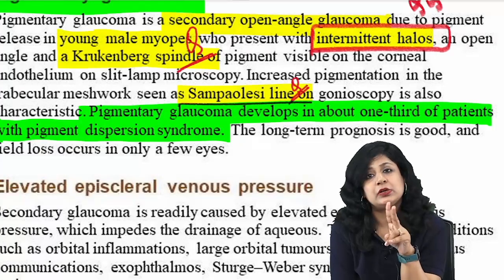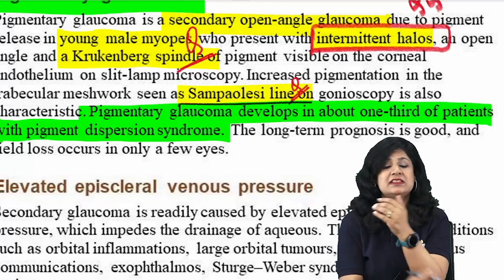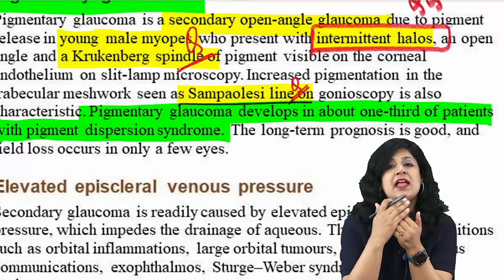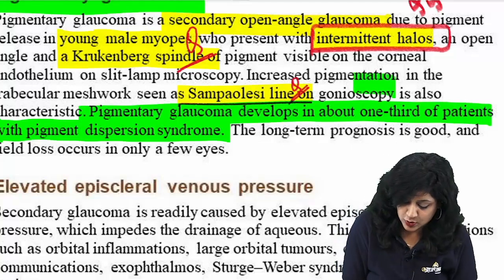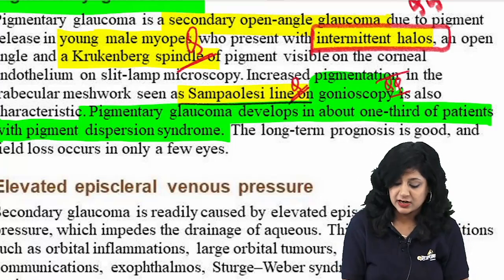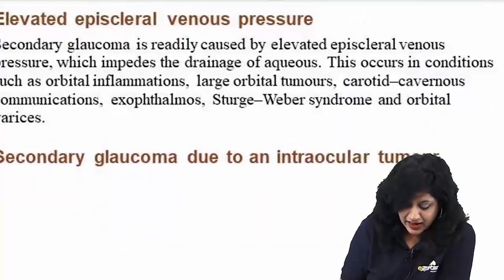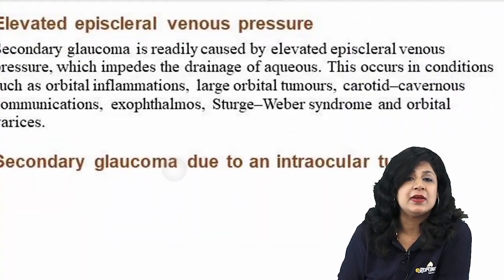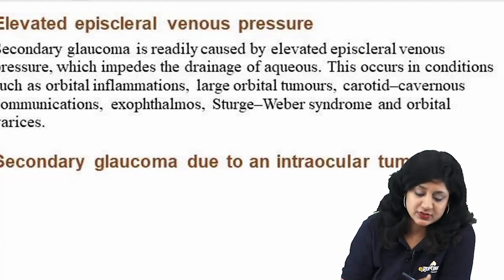Another important thing is the Sampaolesi line, which means you have pigments along Schwalbe's line. That is actually a gonioscopic finding, so we are not going to get it just on diffuse examination. It is again a gonioscopic finding, and that is important.